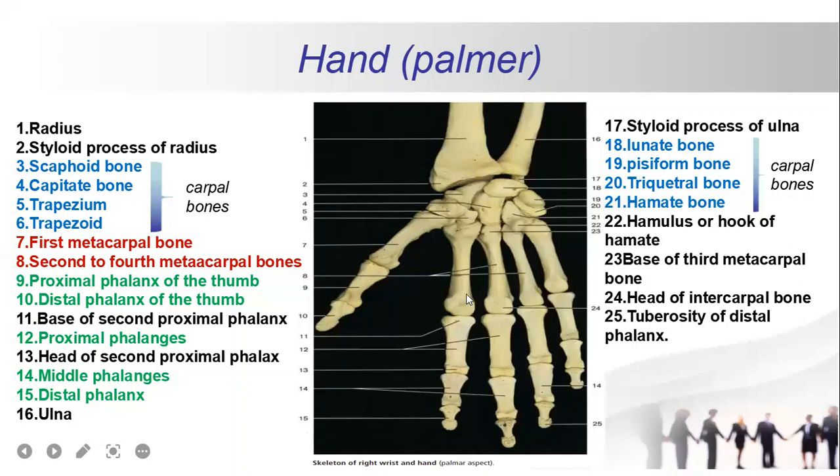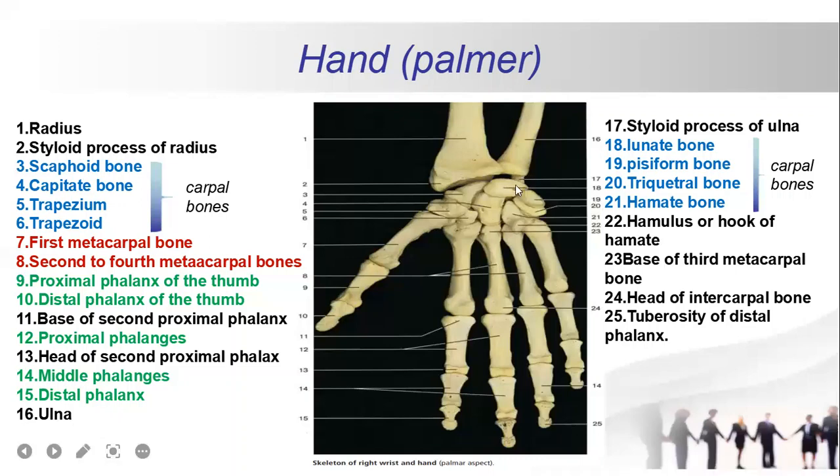And for this case, for the second to fifth, we have the metacarpal, and we have the proximal and the middle, and finally the distal. So number 14, we told the middle phalanx. Number 15 is the distal phalanx. As I stated, number 16 is just an ulna, that's the ulna bone. Then number 17, we have the styloid process of the ulna, that's just for stabilization of the wrist joint.